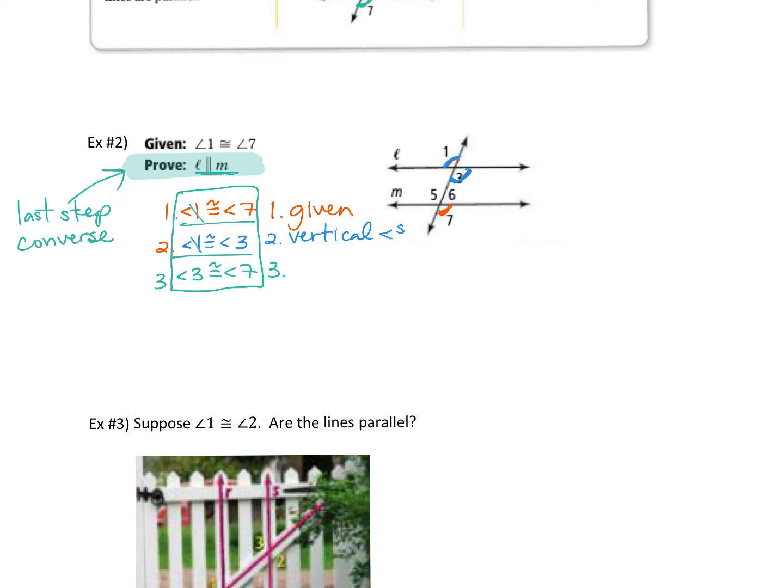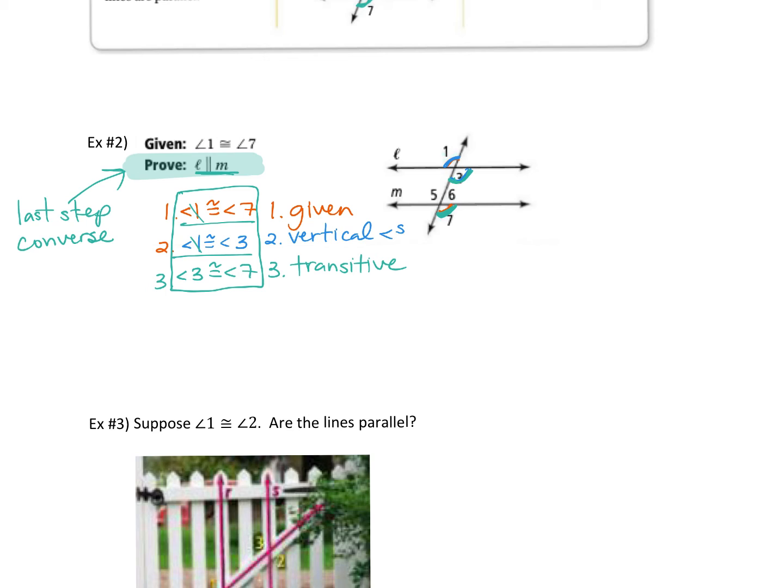We don't know the lines are parallel, right? We could say 3 is congruent to 7 if we know the lines are parallel, but we don't know the lines are parallel. That's what we're trying to prove. Transitive. Okay. So that is the transitive property, or you could say substitution. Okay. So now I know that 3 is congruent to 7.